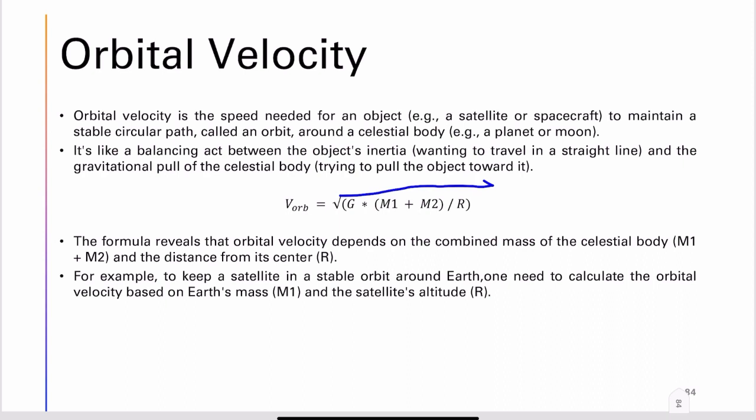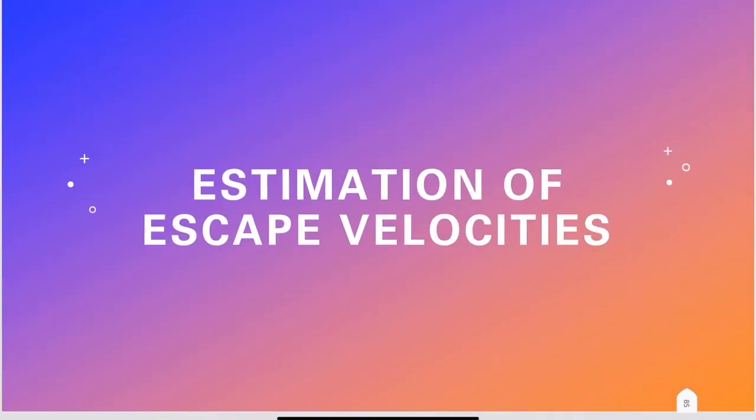For example, to keep a satellite in a stable orbit around the Earth, one must calculate the orbital velocity based on Earth's mass and the satellite altitude r. We have to measure in such a way, and then we have to put it into the orbit. This is about the orbital velocity.